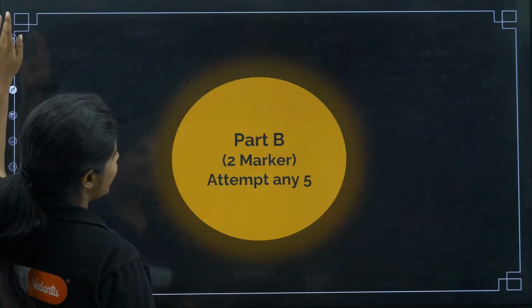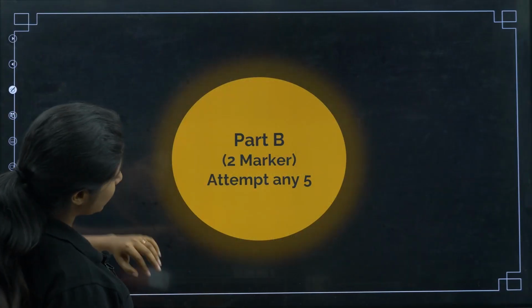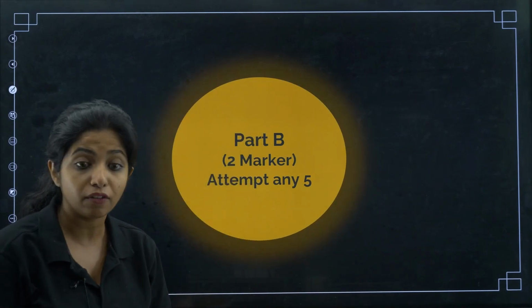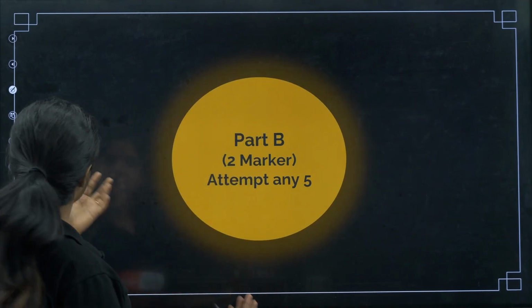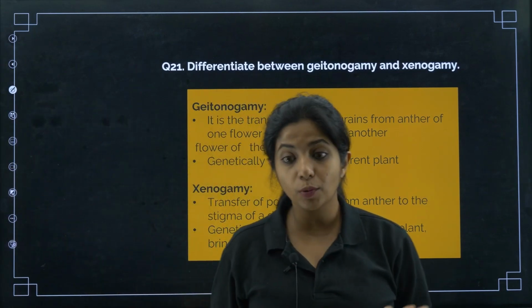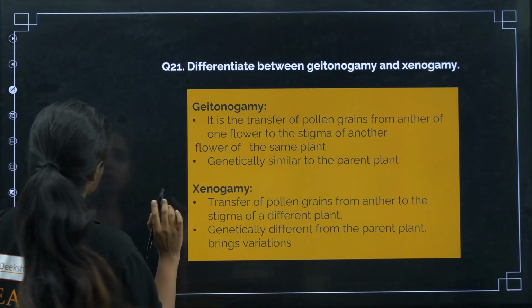Okay, going ahead, let's perform part B questions, which are 2 marker questions, my dear children. You have to attempt any 5 questions, but obviously over here we have to attempt all of them. Differentiate between geitonogamy and xenogamy. What do you mean by geitonogamy and xenogamy? So it's an easy question.